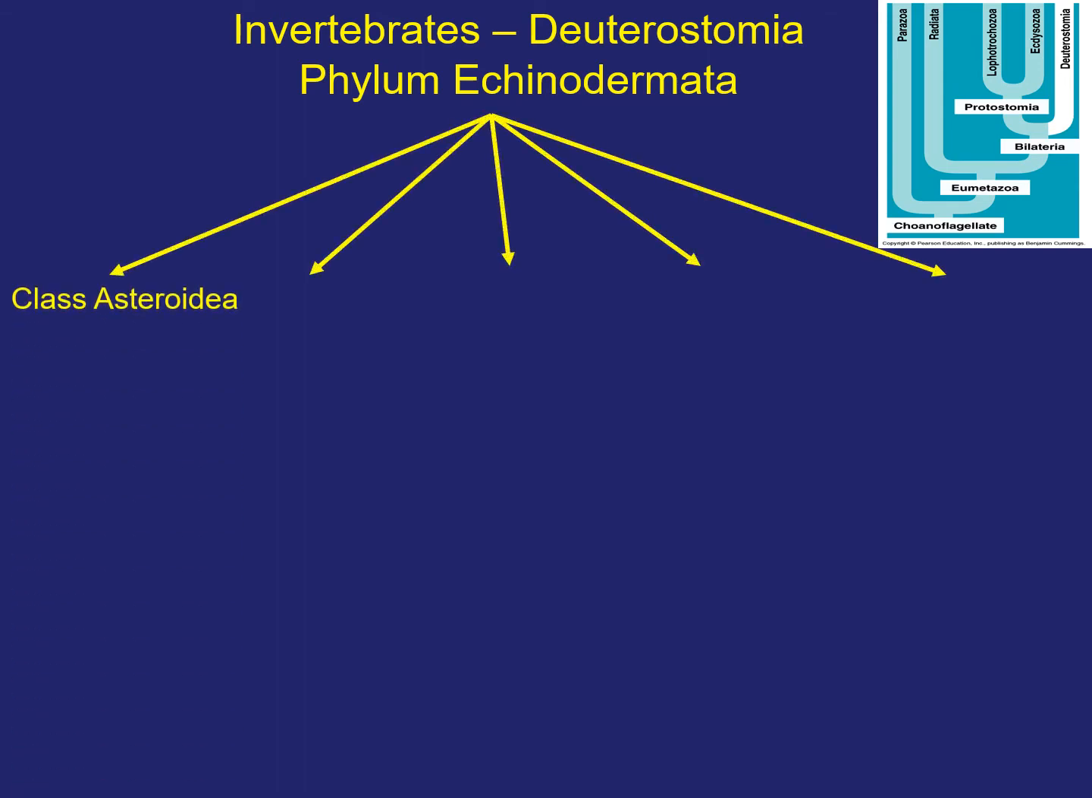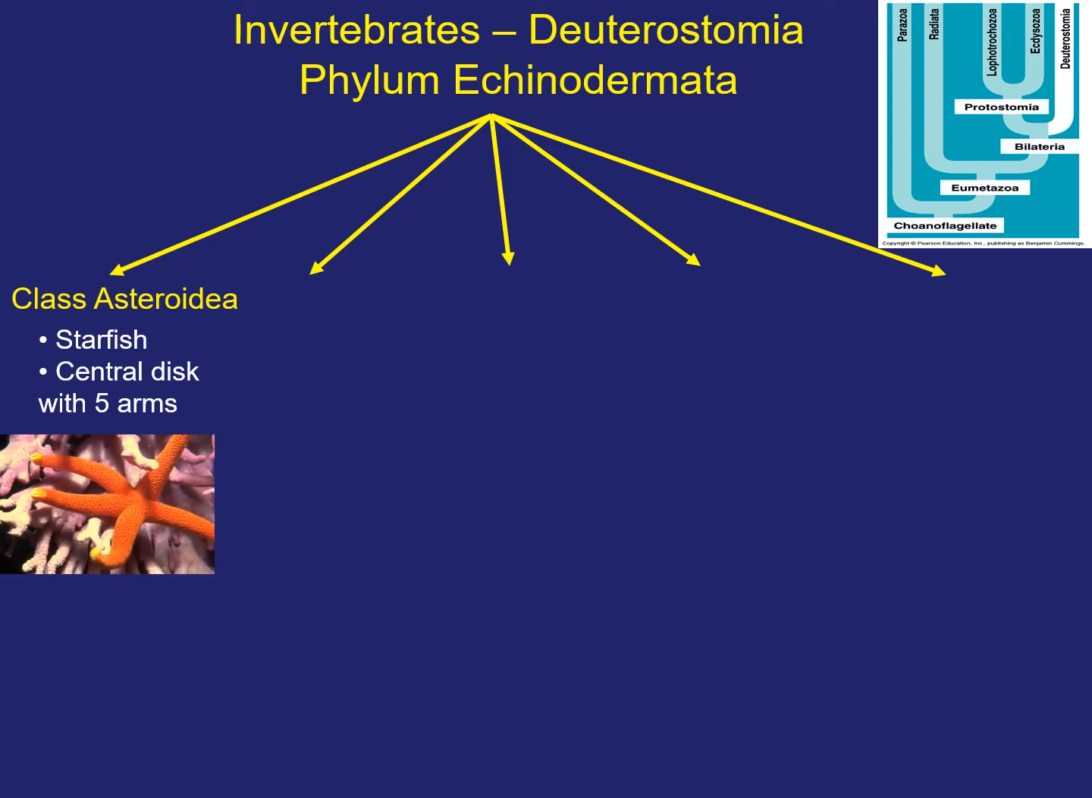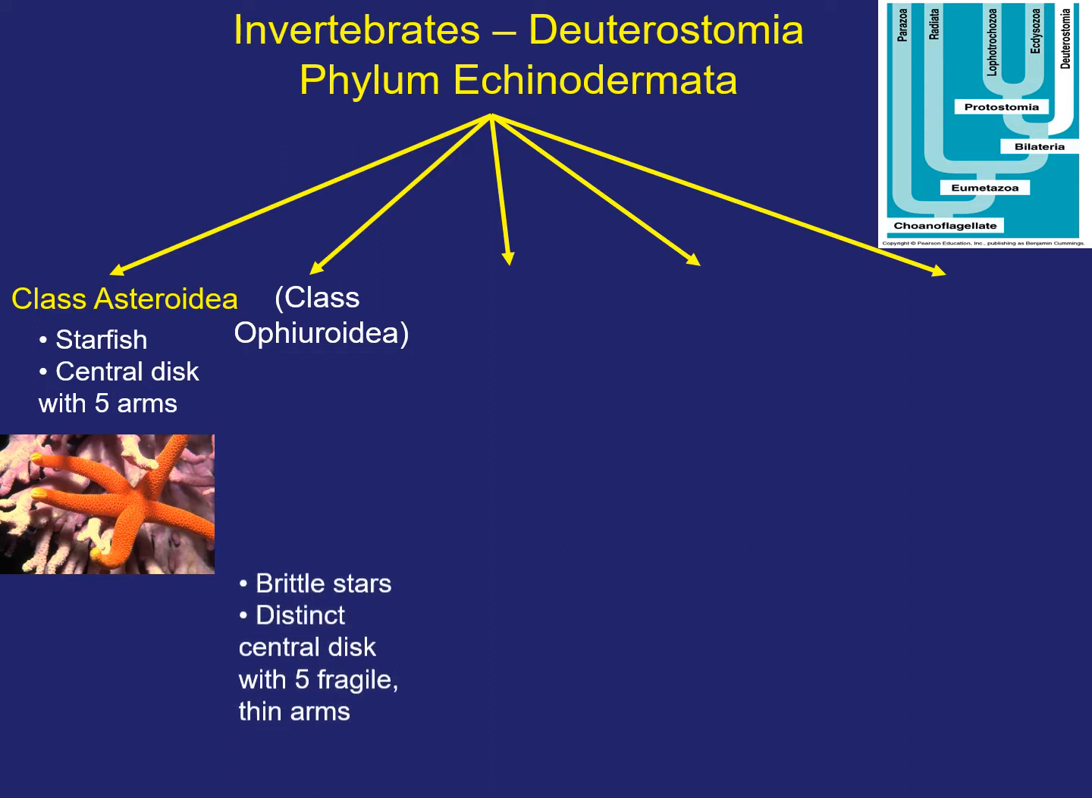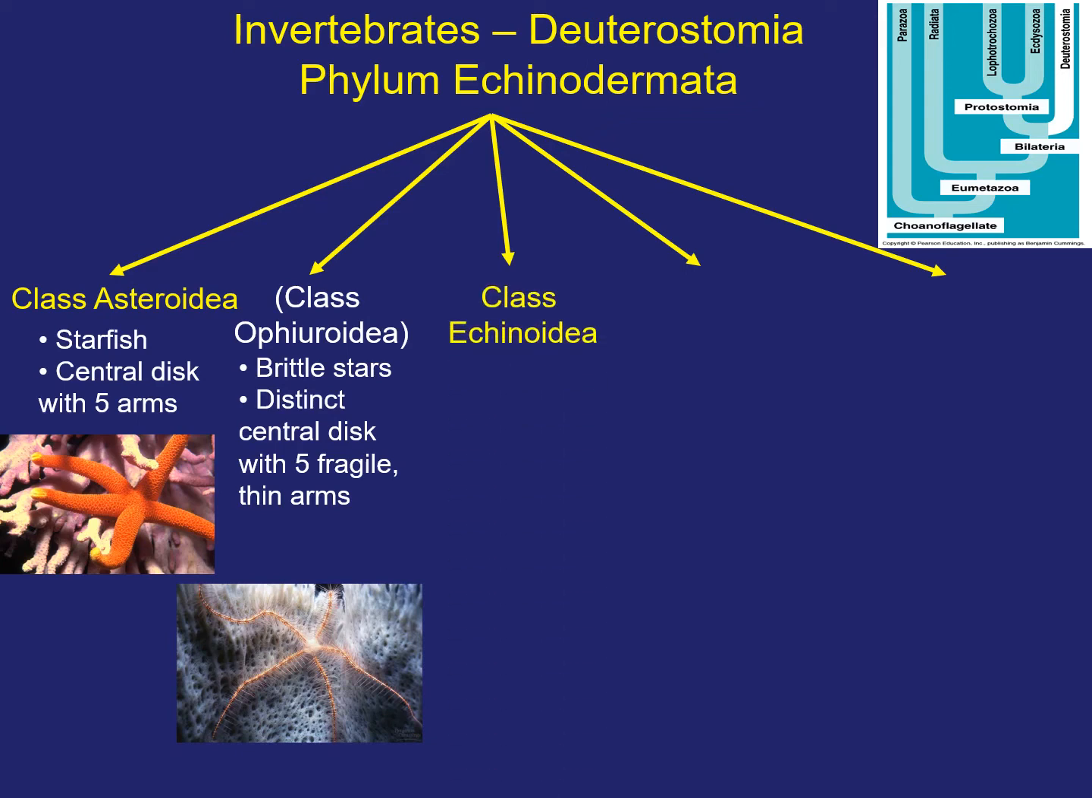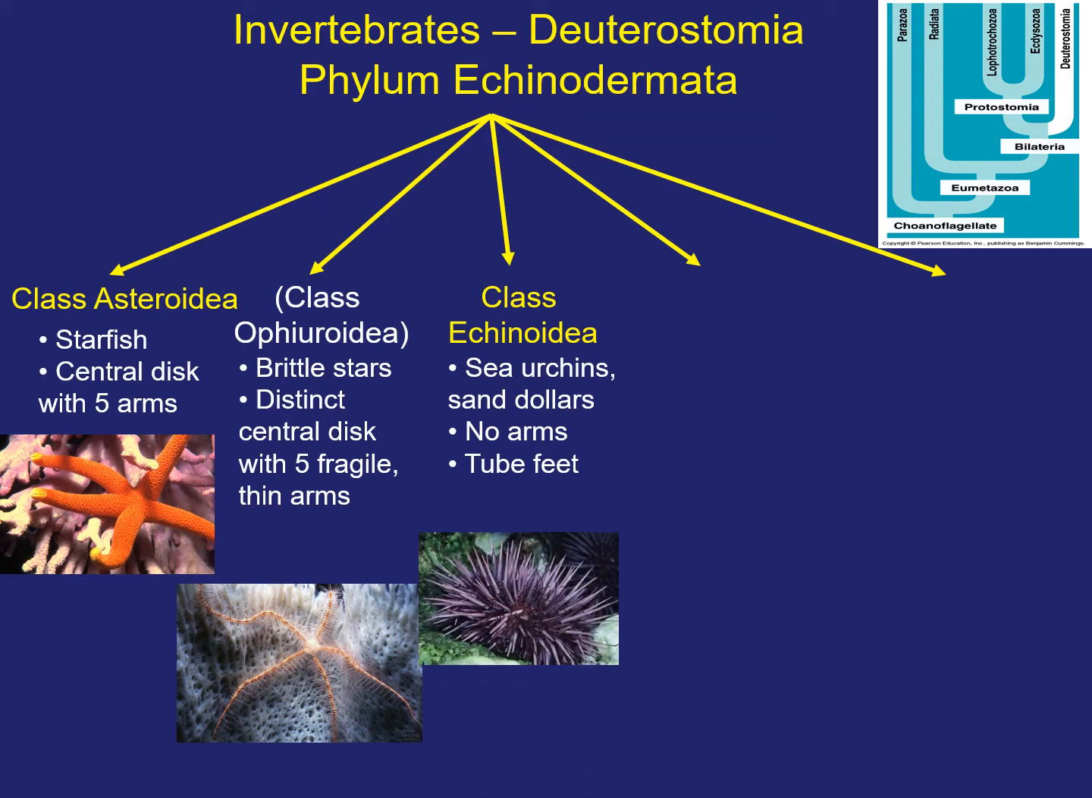So we have the Asteroideae. Aster means star. So these are what are commonly known as starfish. Of course, they're not fish. But they have a central disc, and then they have 5 arms or some multiple of 5 coming off of that. We have a second class here that includes the brittle stars, which look a lot like starfish, but they have much thinner, kind of more delicate arms. And then we have the Echinodea, which are the sea urchins and sand dollars. They don't have arms. The arms have kind of fused together, but they do still have the tube feet that we see in the starfish.